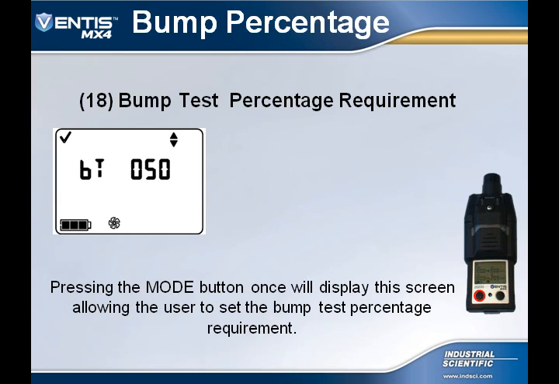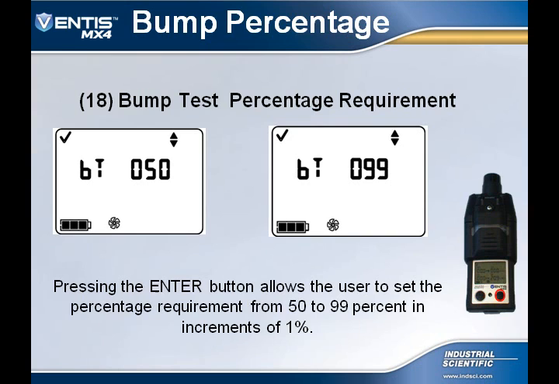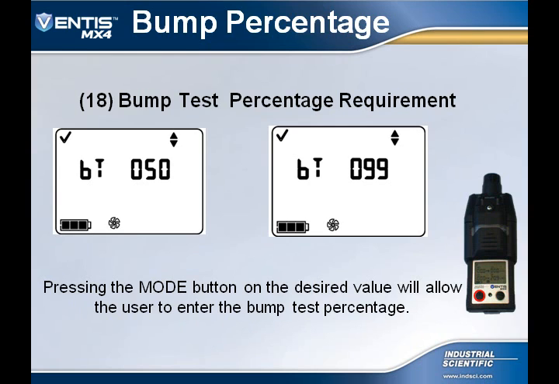After setting the bump test set point, pressing the Mode button once will display the bump test percentage requirement screen. This screen allows the user to set the percentage requirement for a bump test. Pressing the Enter button allows the user to set the percentage requirement from 50 to 99% in 1% increments. Pressing the Mode button on the desired value selects that percentage.